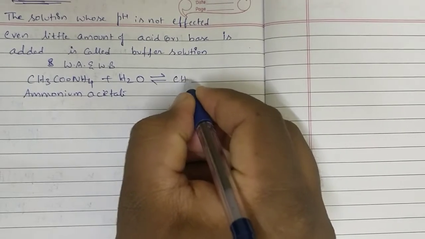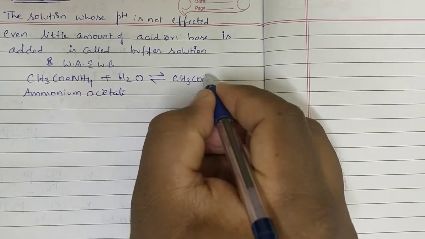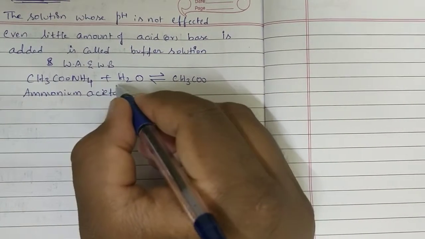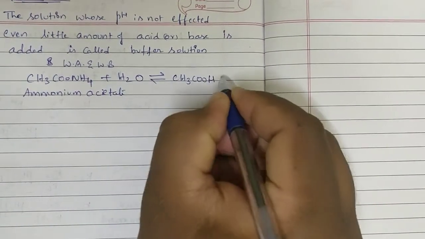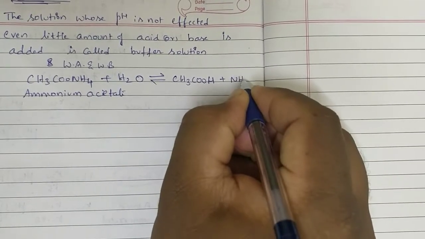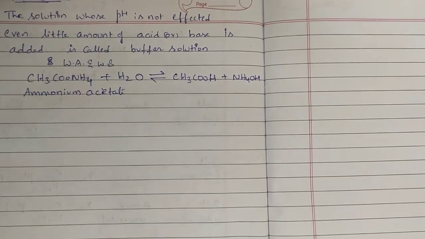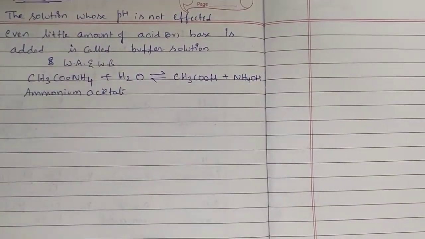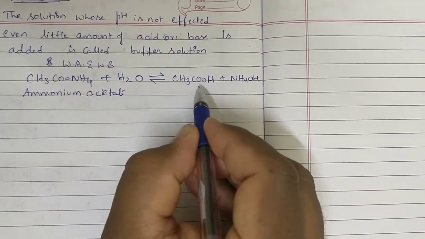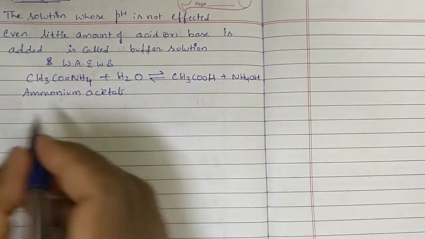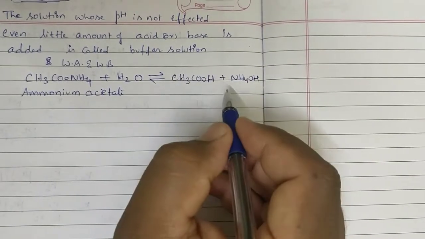You will get CH3COO minus ions and NH4 plus. They will abstract H plus ions and OH minus ions from water, in which you will get CH3COOH plus NH4OH. So the solution of ammonium acetate contains CH3COOH and NH4OH.